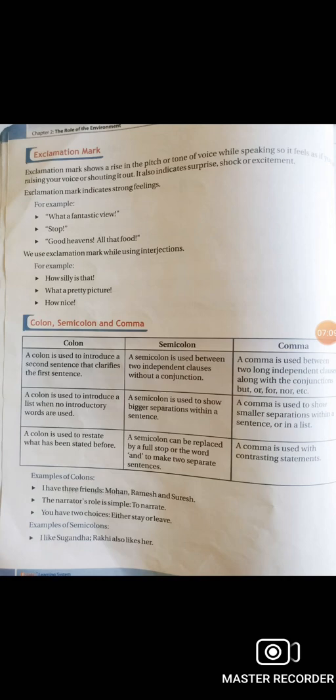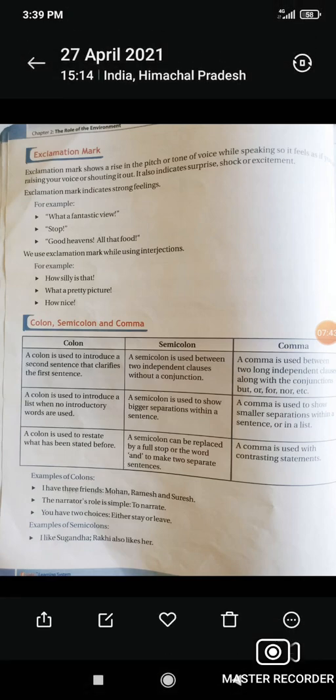Next, a semicolon can be replaced by a full stop or the word and to make two separate sentences. In some cases a semicolon can be replaced. Instead of a semicolon, we can use a full stop or the word and to separate two sentences. For example, a deep sense of happiness washed over her; she had achieved her goal. Here we can use a full stop, or we can use a semicolon. These are two separate sentences and we have used a semicolon here.